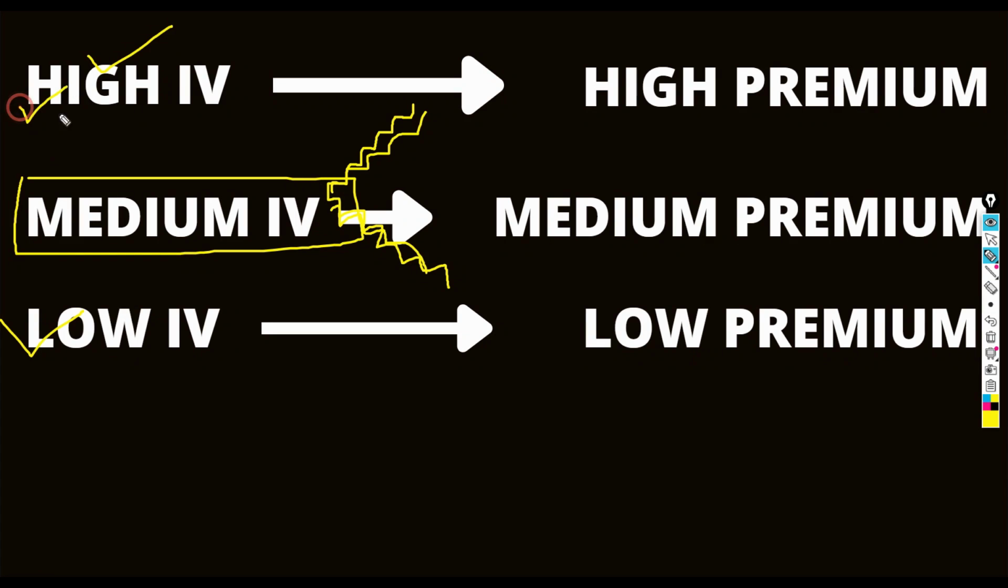So we have discussed high IV, medium IV and low IV. Whenever you look at the IV, you have to double check with yourself, saying that, boss, do I need to go for calendar?